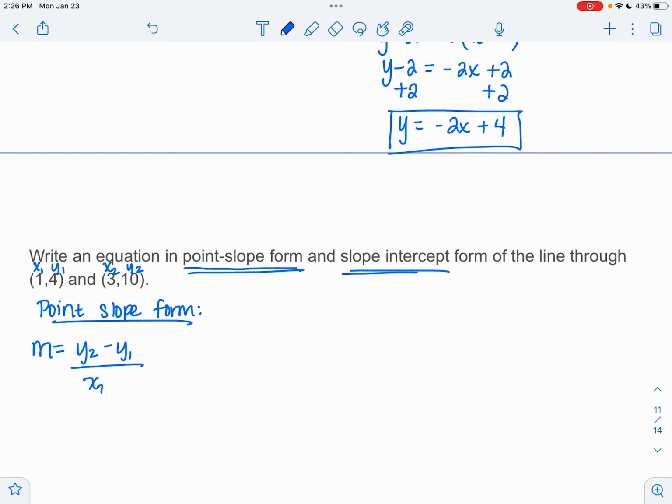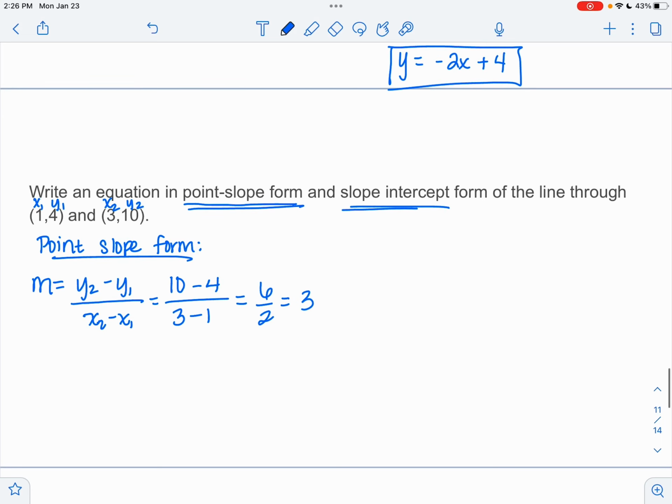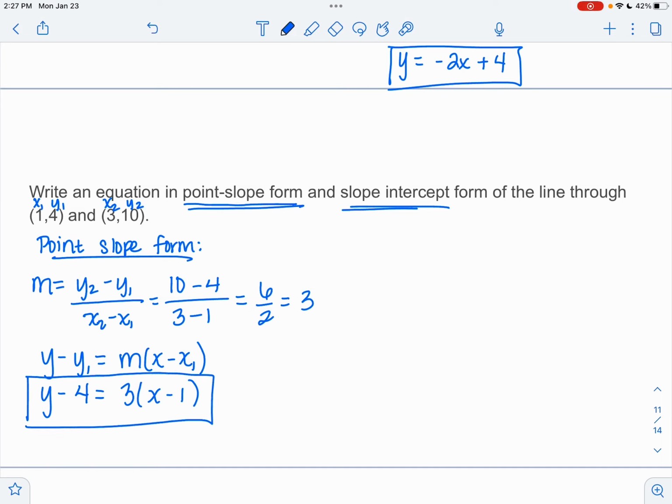y2 minus y1 over x2 minus x1, which is 10 minus 4 over 3 minus 1, 6 over 2, which is positive 3. Y minus y1 equals m times x minus x1. And plugging in, so y minus y1, which is 4, m is 3, x minus x1, which is 1. And that is my answer in point slope form.